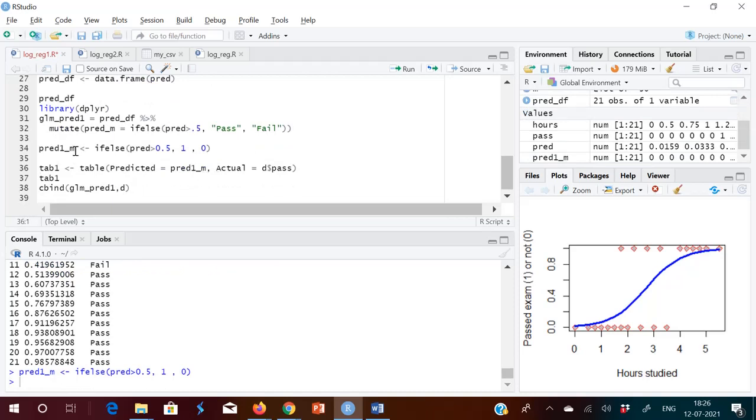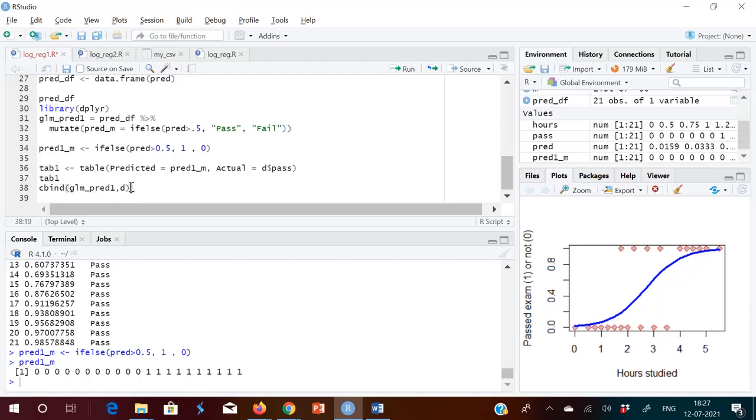What is that? You can just see here. Same. I made 0. Okay, if it is greater than 0.5, I put 1, otherwise it is 0. Okay, and then I'm going to make a table, predicted equal to this one here, and the actual is what was given in our actual data frame.